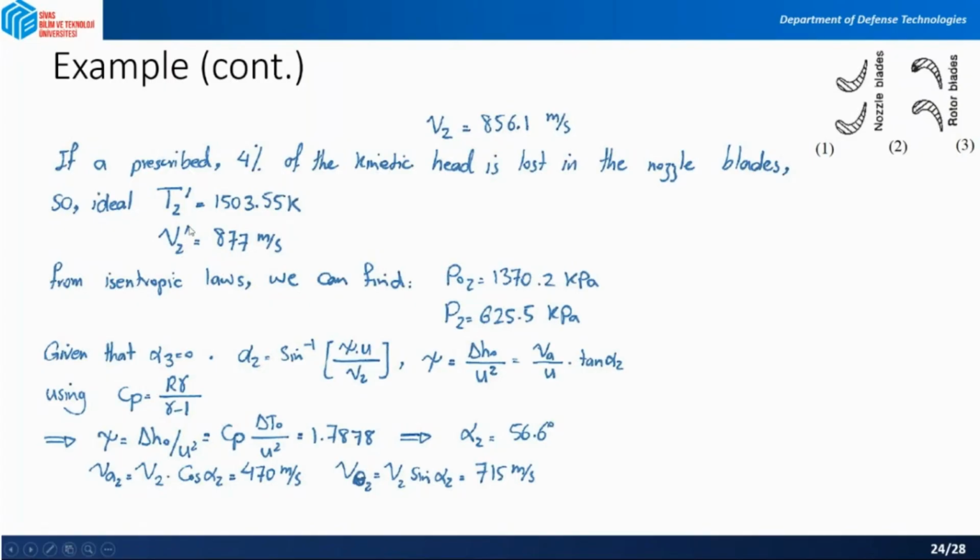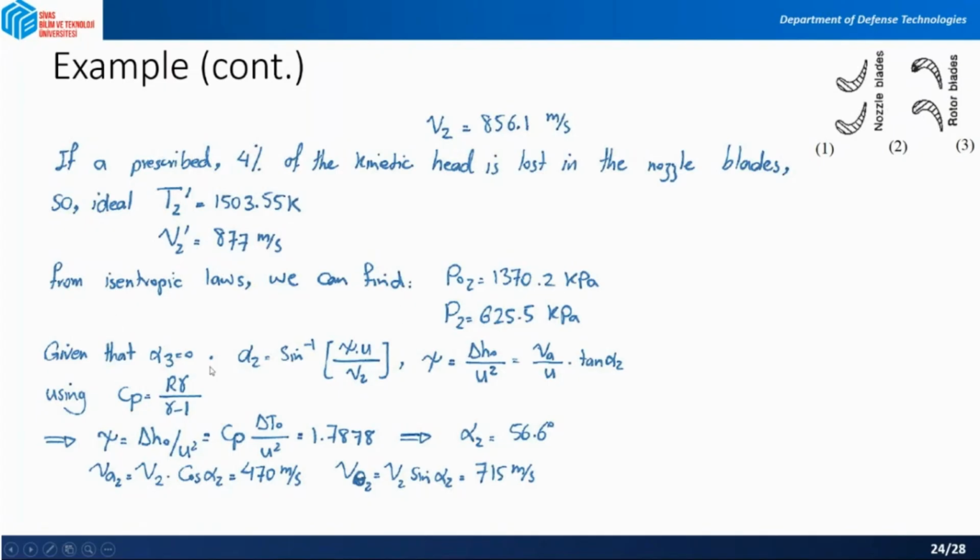So you just use the definition of efficiency for the turbine, put in this 4%, so the efficiency is 96% in this way, and then you will find T2 prime and V2 prime as follows. Then you have to use the isentropic laws to find the total pressure and static pressure at point 2 between the nozzle and rotor blades.